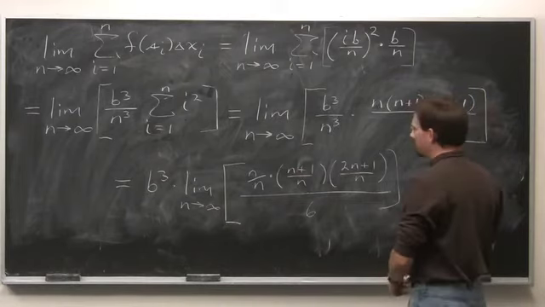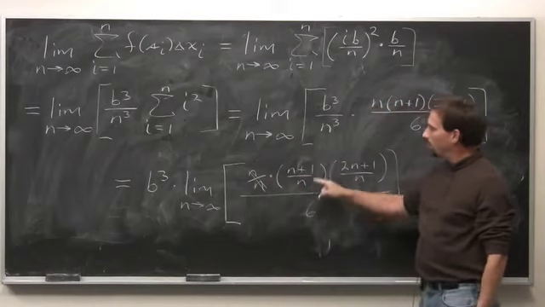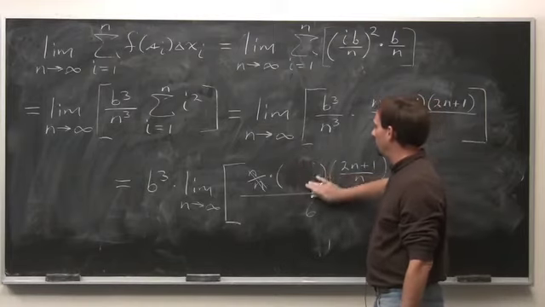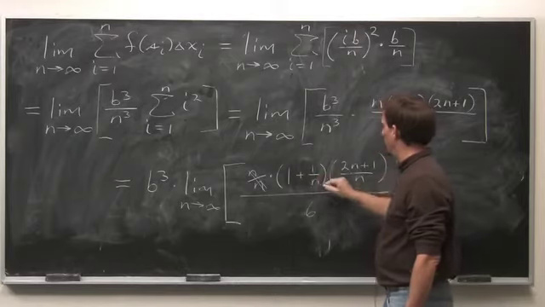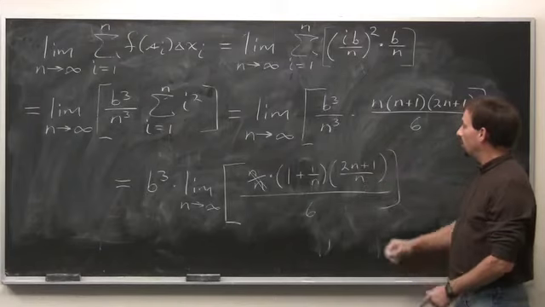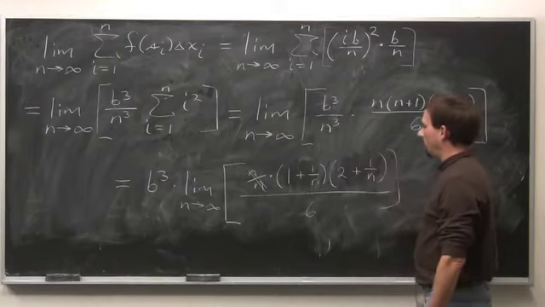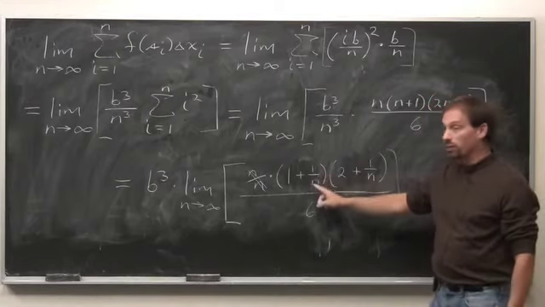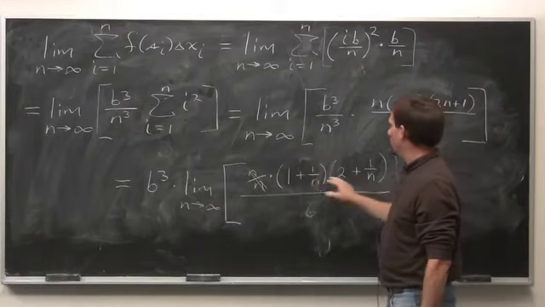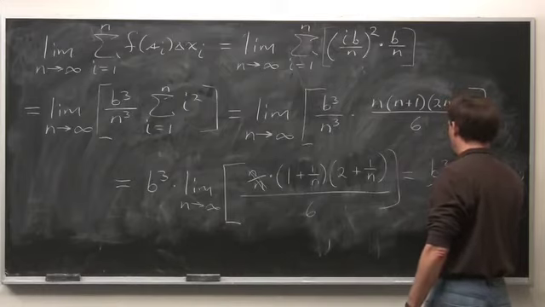But what is this? n over n, definitely 1, so those cancel. This, n plus 1 over n, you write that as n over n plus 1 over n. That's 1 plus 1 over n. Again, here you split this up. It's 2n over n plus 1 over n, but 2n over n is 2, so you get 2 plus 1 over n. But now it's clear what happens as n goes to infinity. As n goes to infinity, 1 over n approaches 0. This 1 over n approaches 0. So these terms go away, and you get 2 over 6, so a third. So we get b cubed over 3.